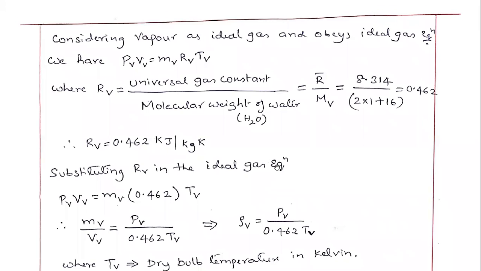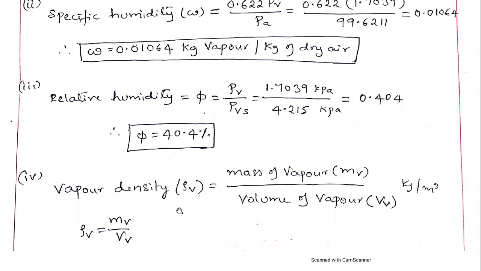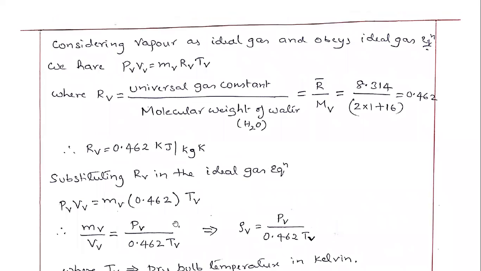The next is vapor density. Vapor density equals mass of the vapor divided by volume of the vapor. So rho v is nothing but mass of the vapor by volume of the vapor. Considering the vapor as an ideal gas that obeys the gas equation, we have PV VV equal to MV RV TV. That is, the partial pressure of the vapor multiplied by the volume of the vapor will be equal to the mass of the vapor into the gas constant of the vapor and the temperature of the vapor.